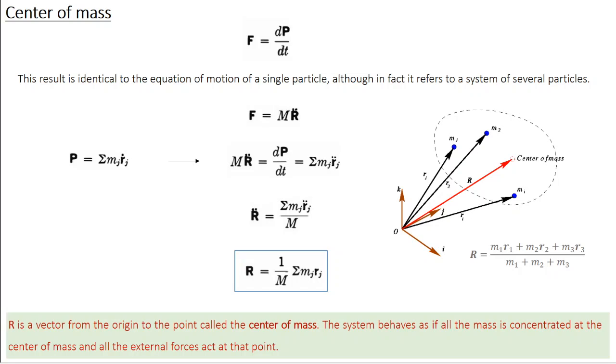So using a single point known as the center of mass, you will be able to get the motion of the entire system. In other words, you are reducing a multi-particle system into a single particle system using the concept of center of mass.